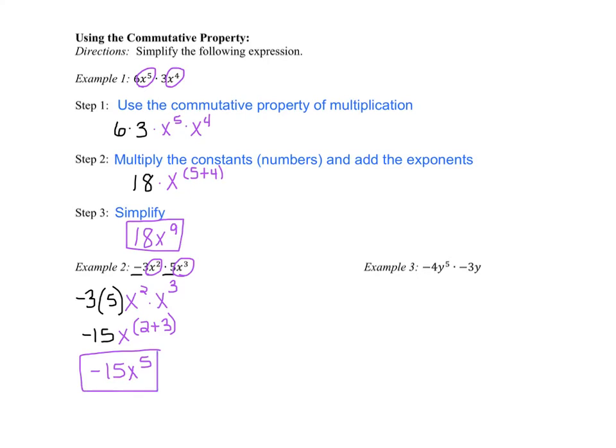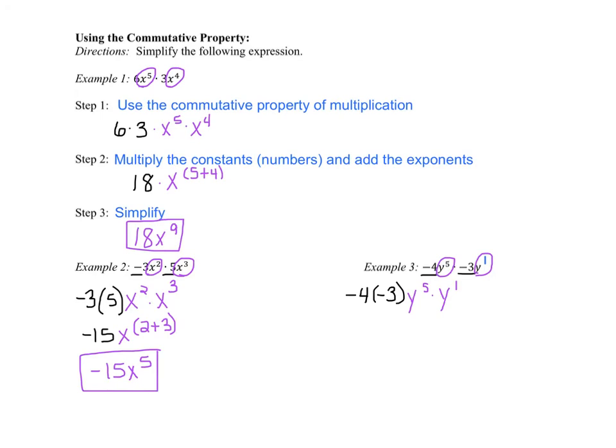Let's look at one more example. We have negative 4y to the 5th times negative 3y. Remember, when you have a single y, I would definitely put a 1 next to it. So we're going to put a 1. Now let's use the commutative property of multiplication. We take our numbers, our constants, negative 4 times negative 3, and put them together. Then you take your variables, which are y to the 5th times y to the 1st.